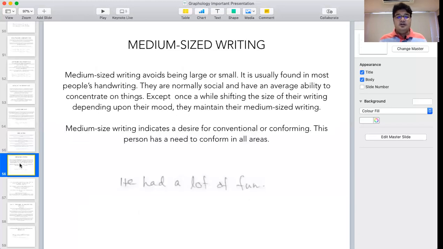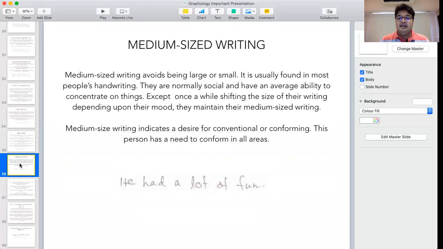So this is small writing. And let's talk about medium sized writing. Medium sized writing avoids being too large or too small. It's in the middle. It is usually found in most people's handwriting. They're normally social, have an average ability to concentrate on things, and except once in a while, shifting the size of their writing depending on their mood, they maintain a medium sized writing.